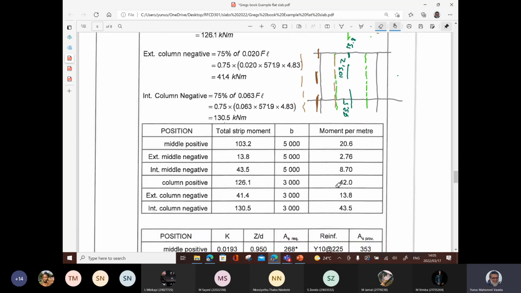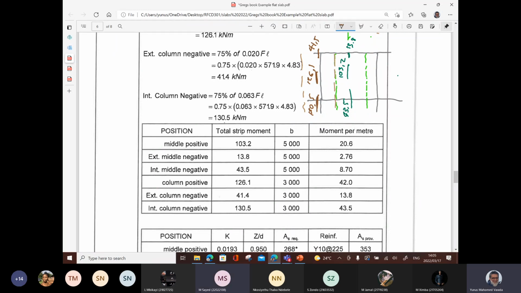Let's see. So this one's internal column negative 130.5. And then you've got your column positive, which is 126.1. All right, and then your external column negative, which is 41.5. Okay, so does that make sense now?